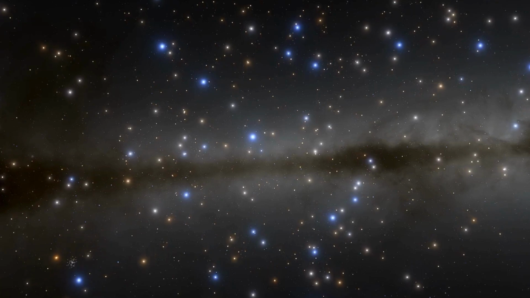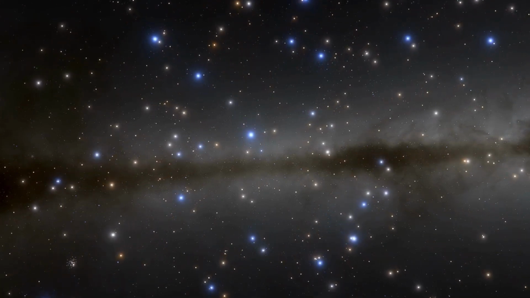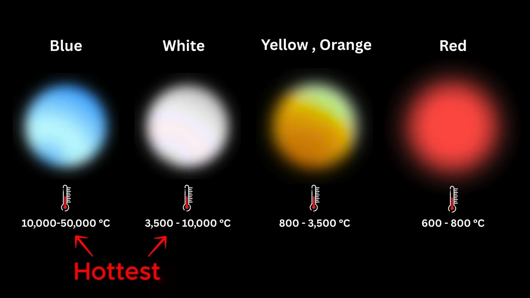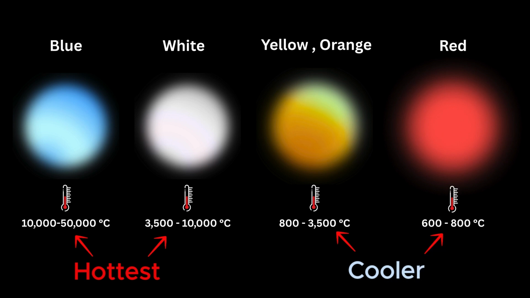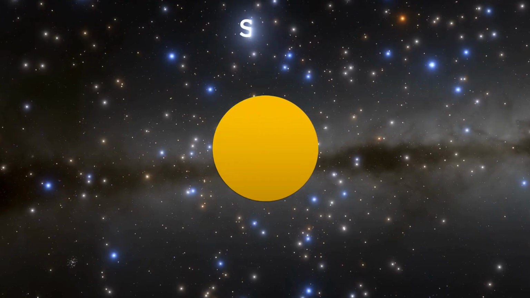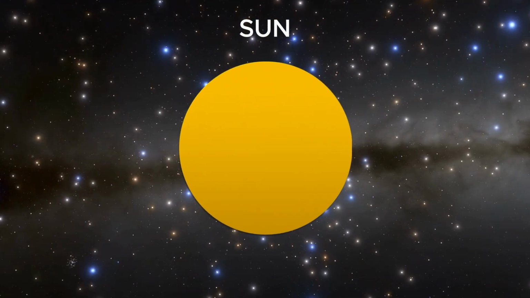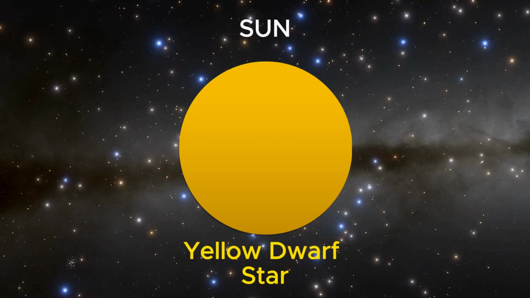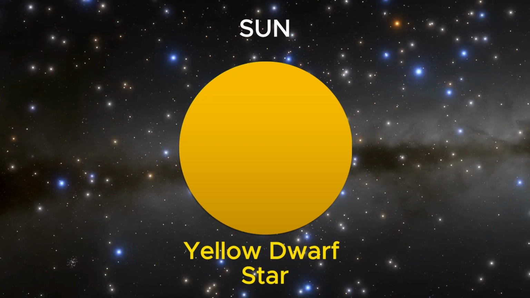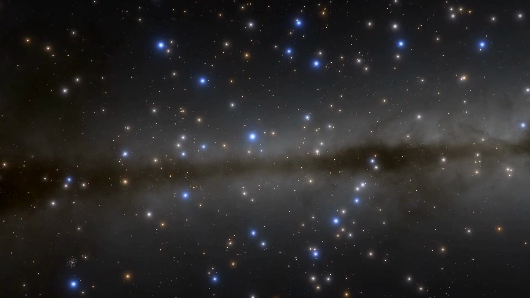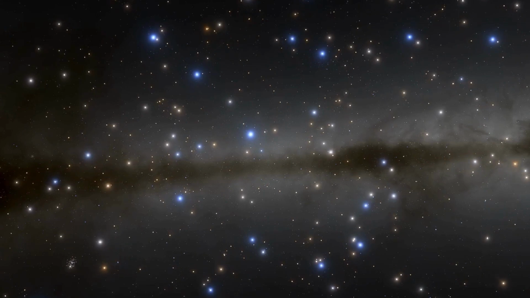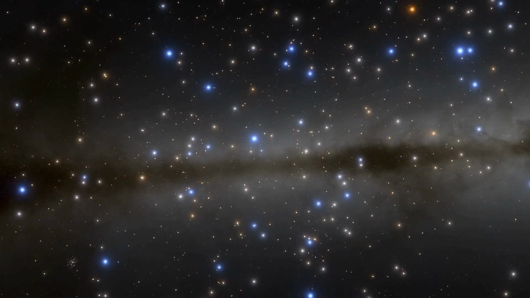What colour are stars? Did you know that stars come in different colours? It's true. The colour of a star tells us how hot it is. Blue or white stars are the hottest of all. Red and orange stars are cooler, but still really hot. Our sun is a yellow star. It's somewhere in the middle. Scientists call it a yellow dwarf star. So, the next time you look up at the night sky, remember, you're not just seeing stars. You're seeing different temperatures, glowing in colour, across the galaxy.